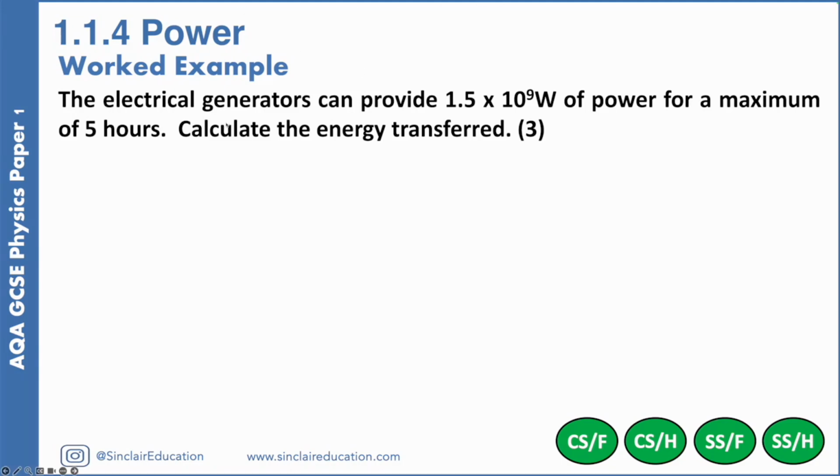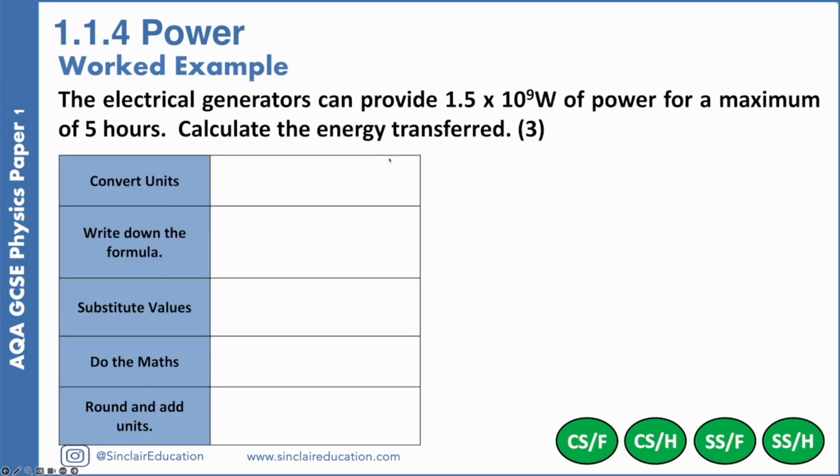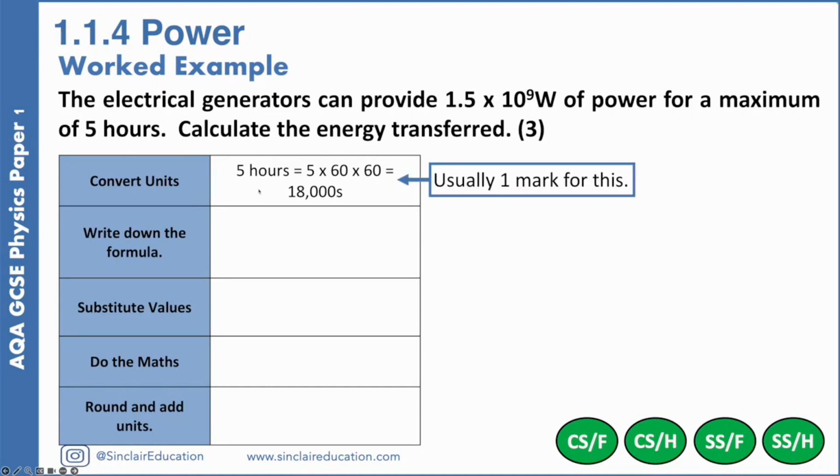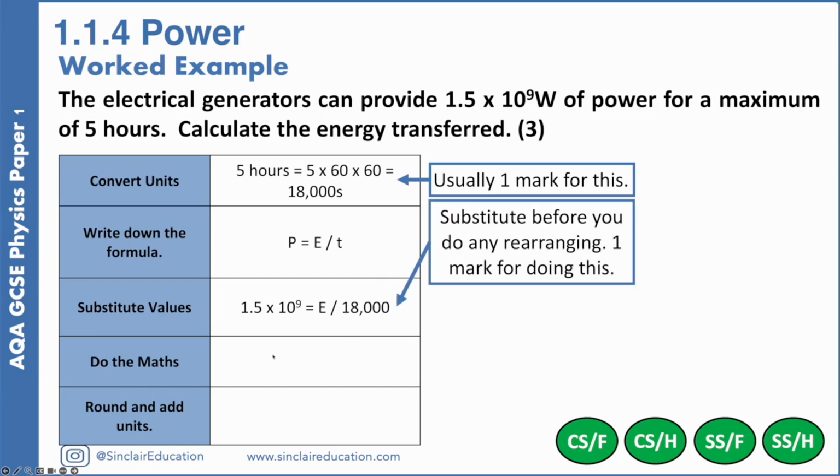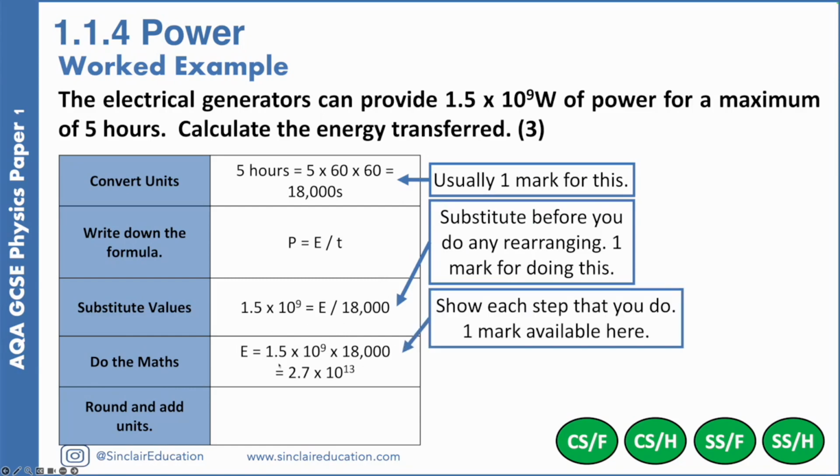So in this one, the electrical generators can provide 1.5 times 10 to the power 9 watts of power for a maximum of 5 hours. Calculate the energy transferred. So in this, we'll find our unit conversion. Hours into seconds, not the nicest. You need to times by 60 to get into minutes, and then times by 60 again. We'll write down our formula, and we'll then do our substitution. And in this case, we're going to have to rearrange. So here we'll have our energy is equal to this times by 18,000. In a question like this, they're incredibly likely to ask you to give your answer in standard form. So always look out for those extra instructions they may give.